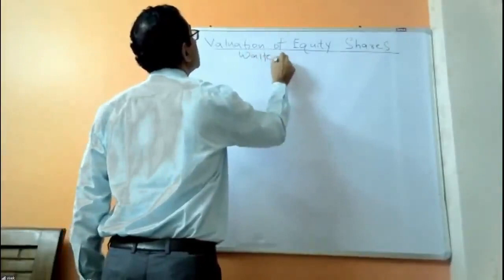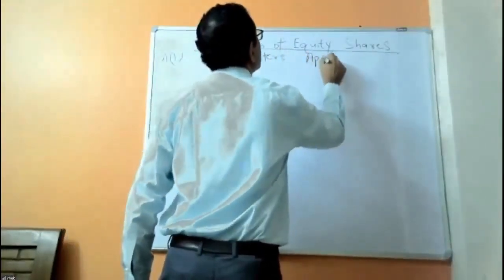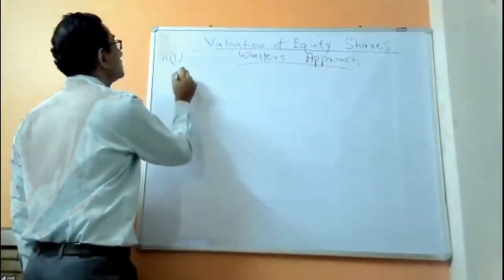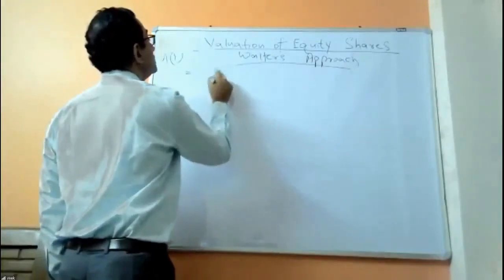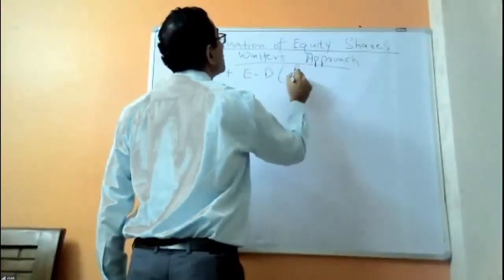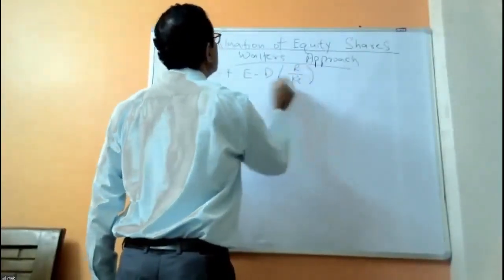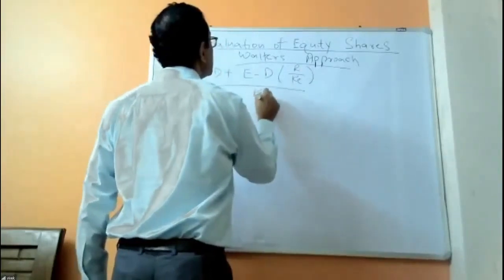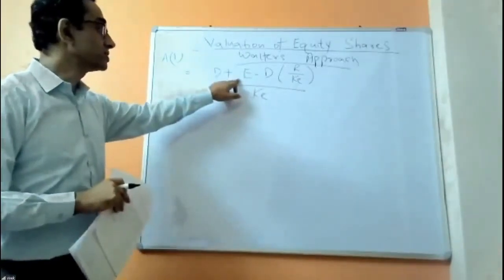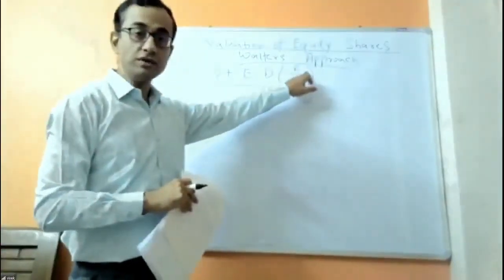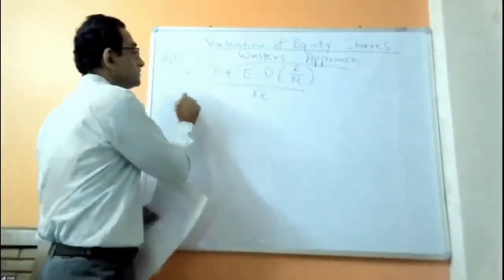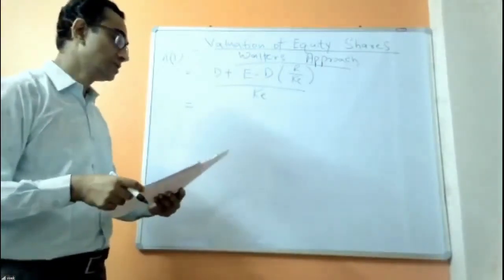So if we take Walter's approach, this Walter's formula is equal to D plus (E minus D) into R upon K, divided by K. So this D is the dividend per share, E is the earning per share, R is the return on equity, and K is the cost of capital. So let us put the figures into this formula, the Walter's model.